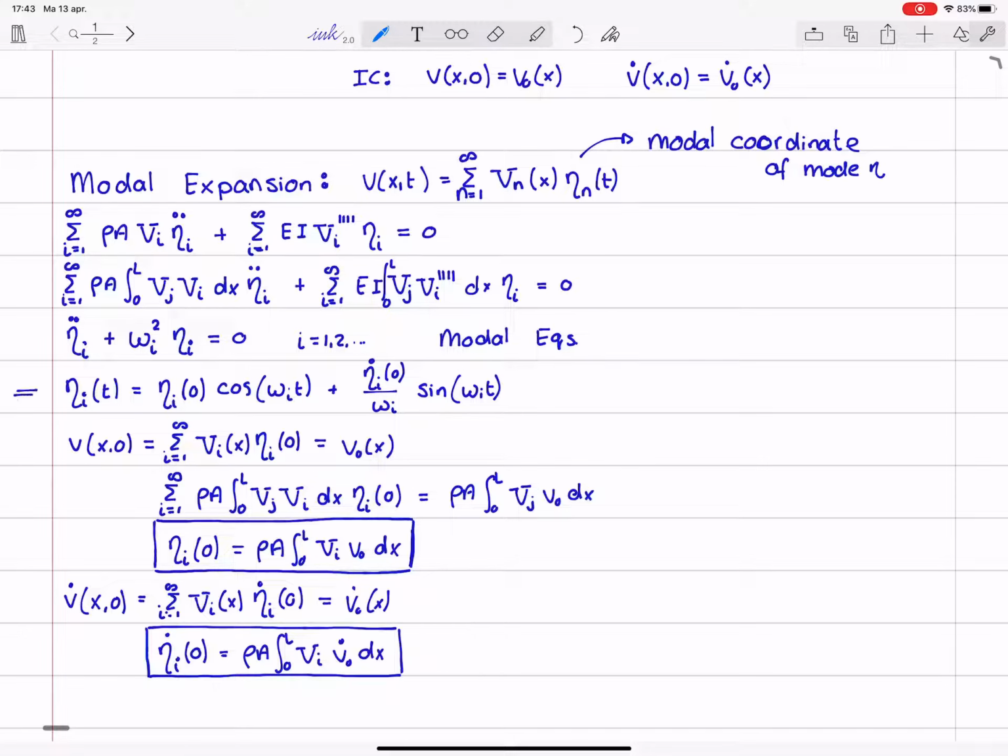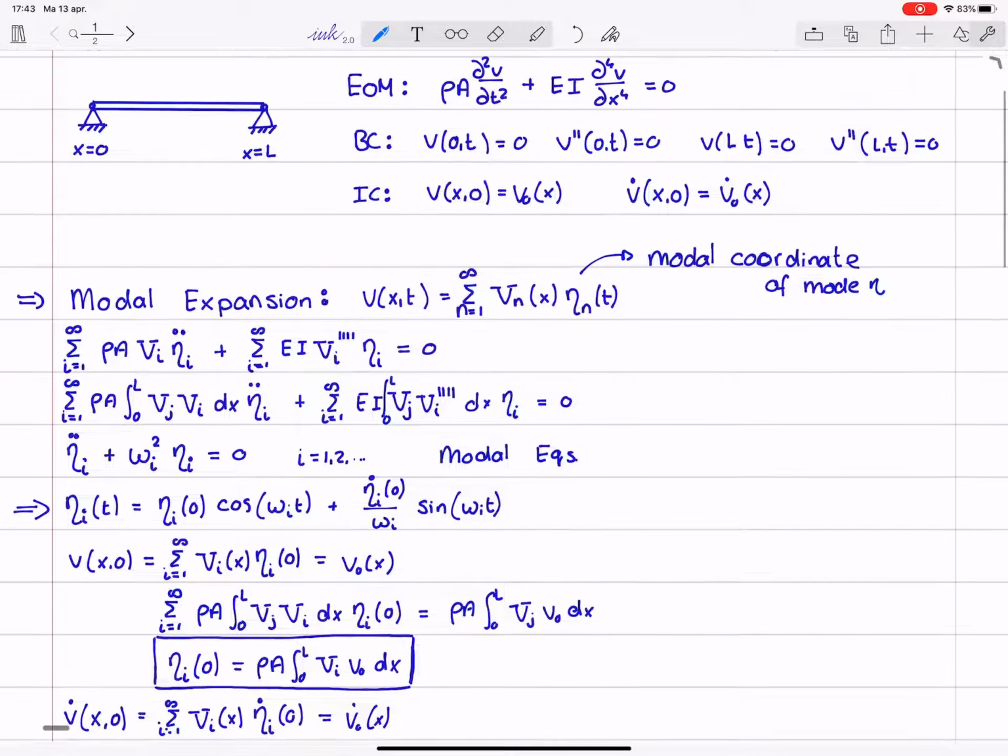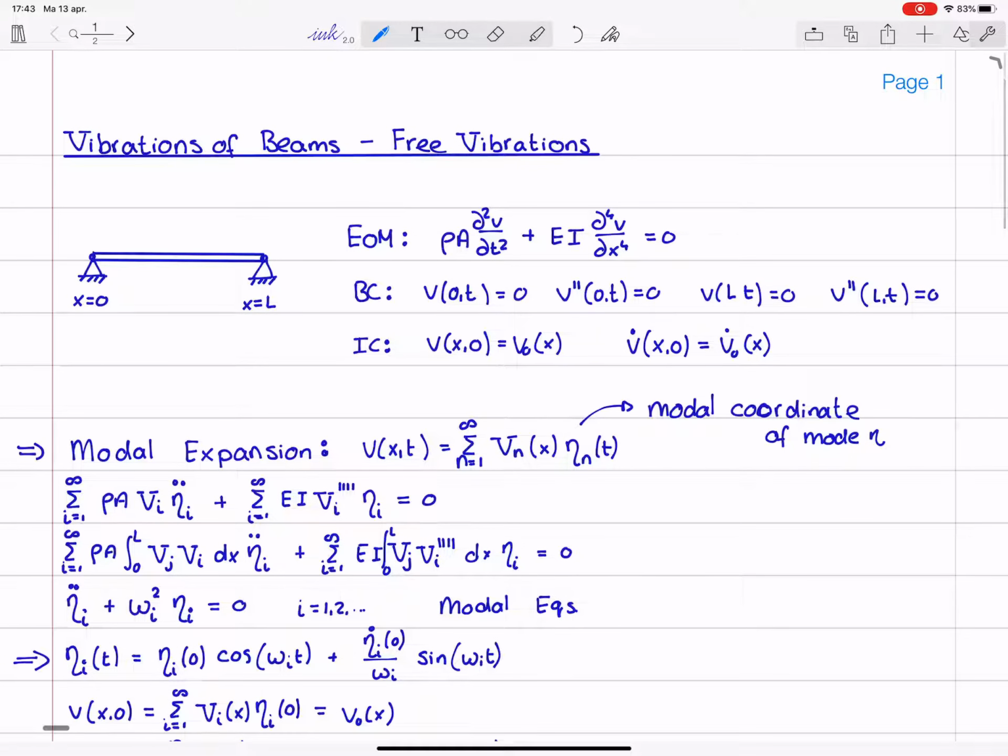Then by back substitution in this expression, we obtain the solution for the modal coordinates as a function of time, and then by back substitution into the expansion, we obtain the solution for v as a function of time. So I would say a relatively straightforward procedure. The most complicated part is probably carrying out the integral to determine eta i at 0 and eta i dot at 0. But once you have obtained these, the solution of this problem is obtained relatively fast by back substitution.